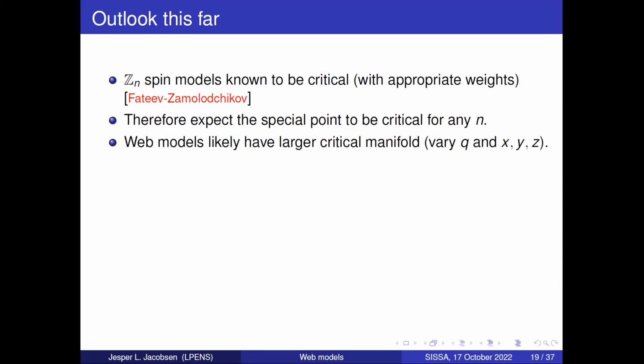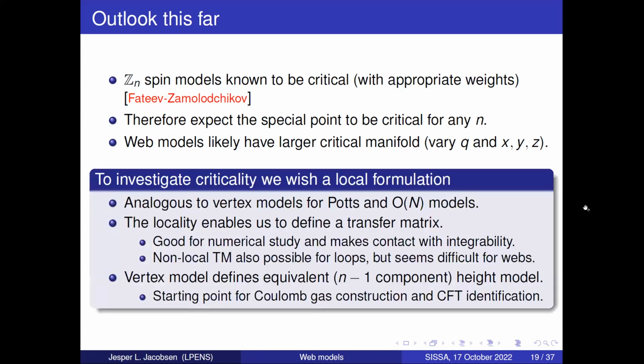And so we certainly expect the special points to be critical for any n, but very likely the web models have a larger critical manifold because I have parameters to vary. I can vary q, x, y, and z. And I want to find out what the phase diagrams of these are.